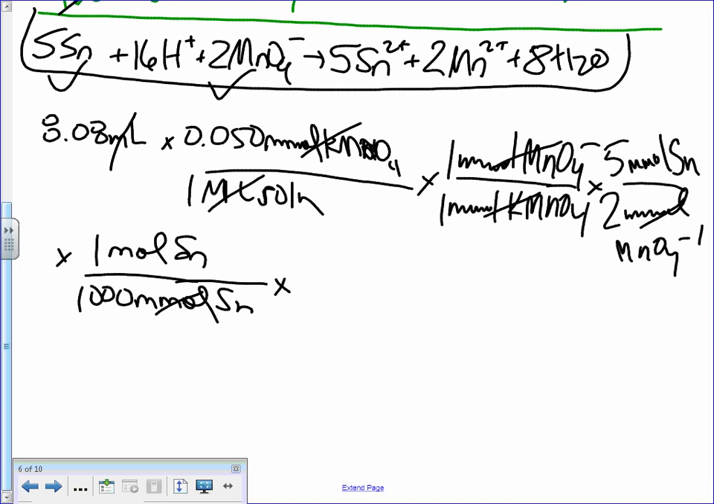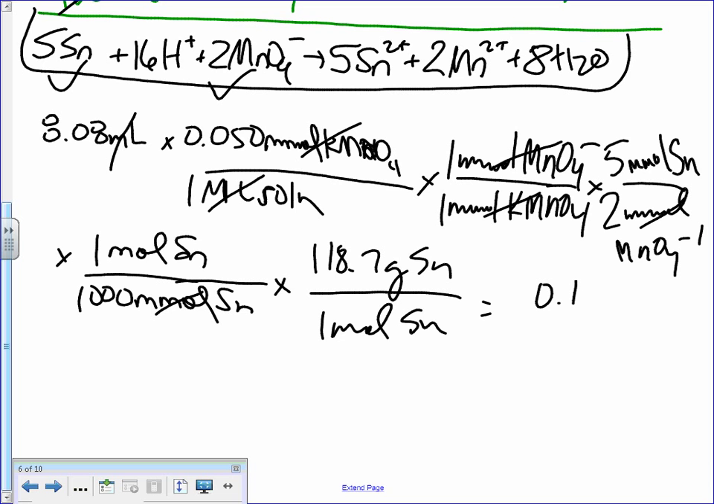Molar mass. Tin is 118.7 grams per 1 mole. And do it in your head. Good job, guys. 0.119887 grams.